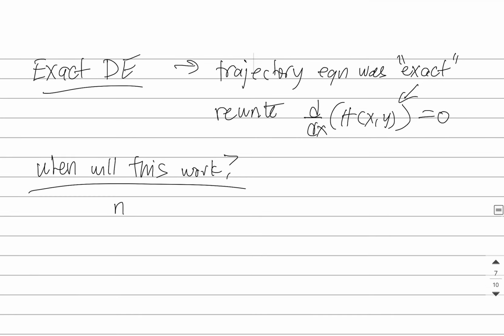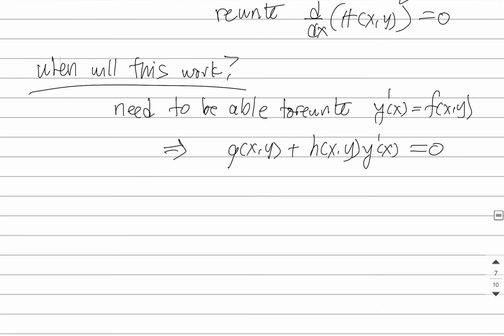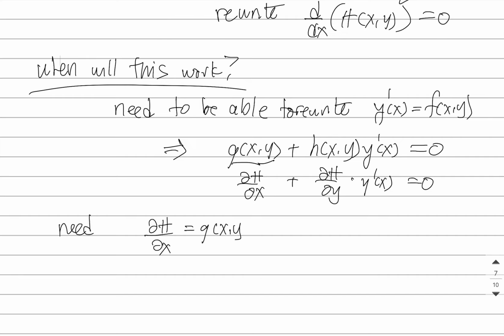Here's what we need. We need to be able to rewrite the DE. We had y prime of x is equal to some function of x and y. We need to be able to rewrite it as the following: g of x and y plus little h of x and y, times y prime of x, equals 0. We need to be able to rewrite it in this form. And then when we compare it to the total derivative here, this thing has to be dh/dx, this thing has to be dh/dy, and there's a y prime of x there. So we need this to be true: dh/dx equals g of x and y, dh/dy equals little h of x and y.